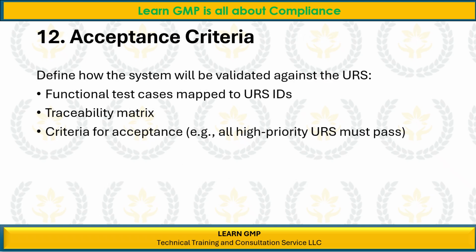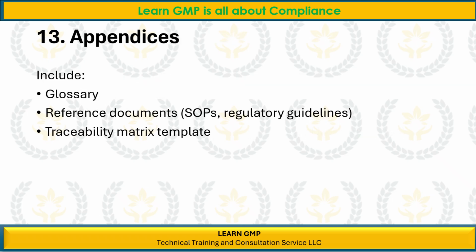Acceptance criteria. Define how the system will be validated against the URS. Functional test cases mapped to URS IDs. Traceability matrix. Criteria for acceptance, like, all high-priority URS must pass. Appendices. Includes glossary, reference documents, SOPs, regulatory guidelines. Traceability matrix template.